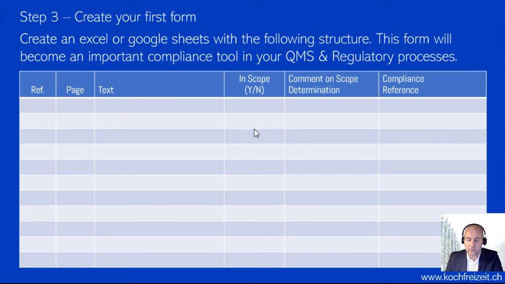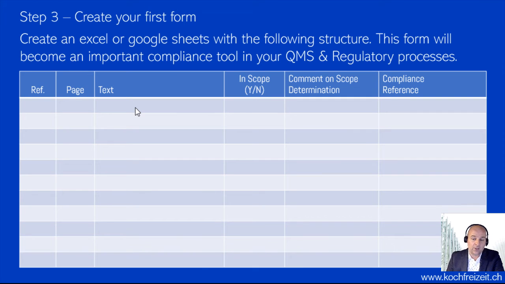Next step is create your very first form of your quality management system, and do this in Excel or Google Sheets and create the following structure. So basically it's a table. You'll have a reference there, which is the reference for the QMS, the number, the page it's on, so you can easily find it in the 13485 or any other document you use, because you use this template for other documents. The text of the standard, which you can copy in there, and some people don't do this, but I recommend copying it in clause by clause. Takes a little bit of time, but it gives you very good control, and it's very useful as you build your quality management system.